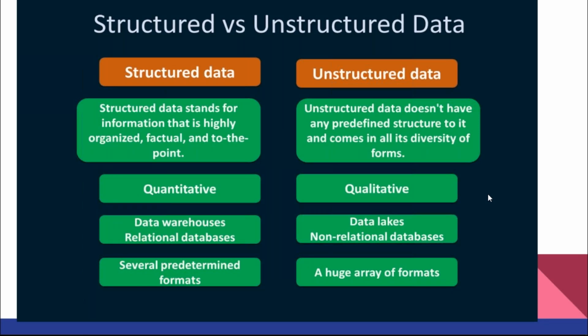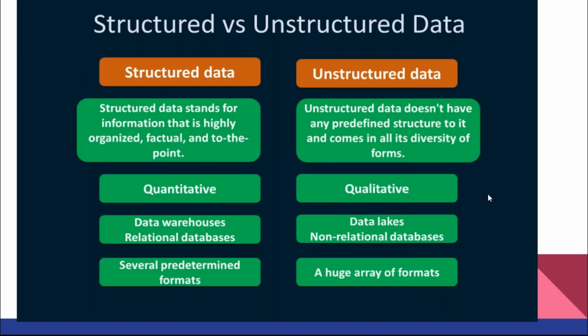So structured data, you can read this out. Structured data stands for the information that is highly organized, factual and to the point. So basically, you can say the information which can be easily understood by the end user. Maybe that can be in tabular form, in the form of Excel. Unstructured data doesn't have any predefined structure, and it comes in all different forms basically. So the data coming from internet logs, financial logs, and data from IoT devices is the kind of unstructured data. It is quantitative and qualitative, you can say.